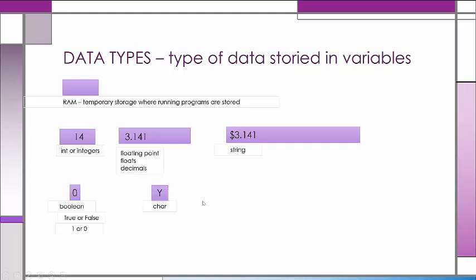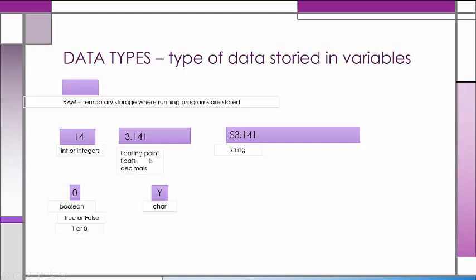So these are data types. These are different ways that we can say what type of data is going to be stored in our variables and how much space in memory that data type requires. We don't have to set aside that space. The computer's already going to figure that out for us.